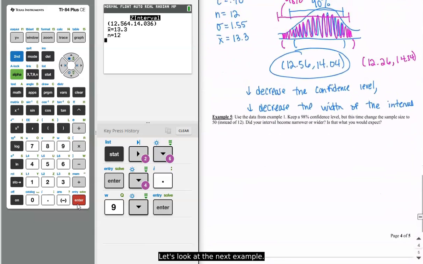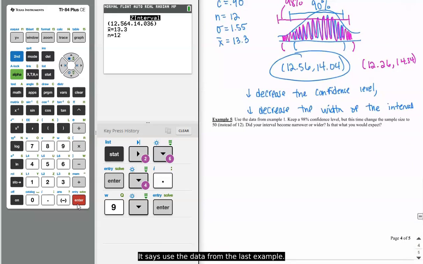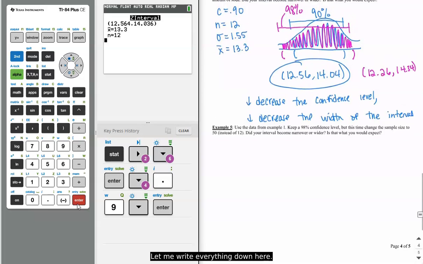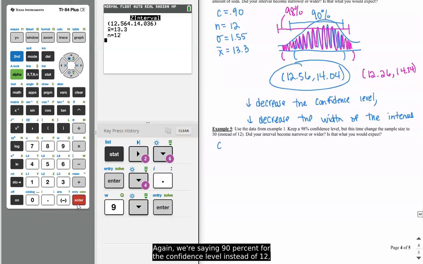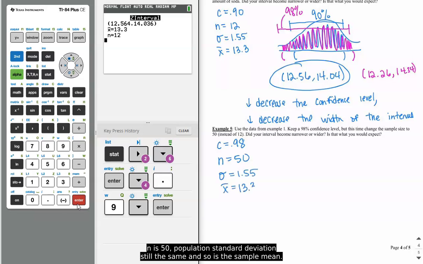So let's look at the next example. It says use the data from the last example. Keep a 98% confidence level, but this time change the sample size to 50 instead of 12. Did your interval become narrower or wider? Is that what you would expect? Okay, so let me write everything down here. Again, we're saying 98% for the confidence level. Instead of 12, n is 50. Population standard deviation is still the same, and so is the sample mean.